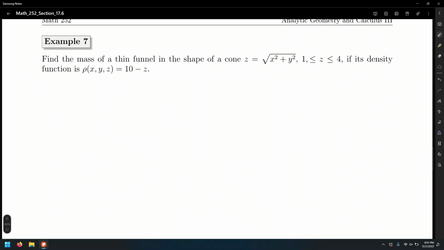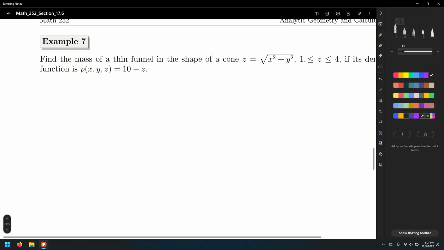So let me draw a cone in this case. Or actually, let me draw the planes first. So we have the planes z equals 1 and z equals 4. 1, 2, 3, 4, 5. So that's the plane.